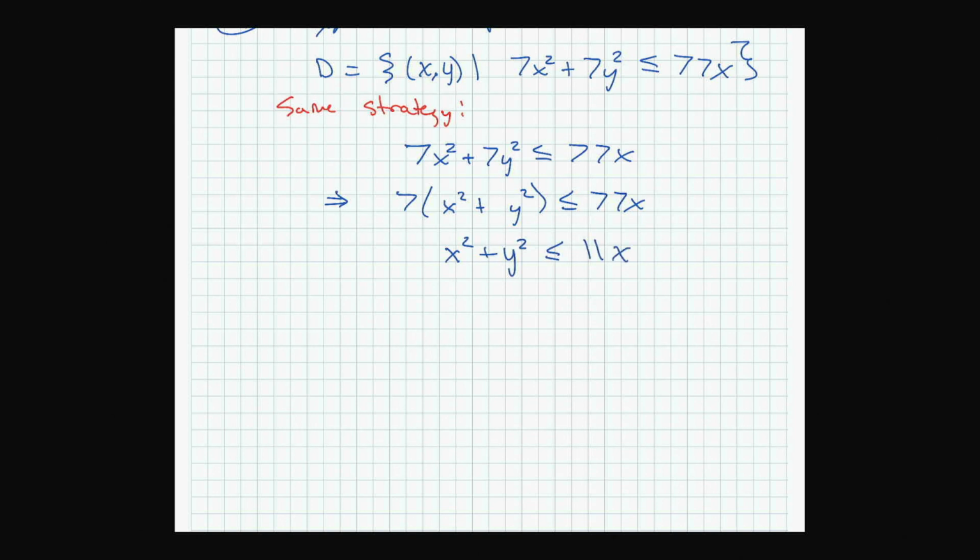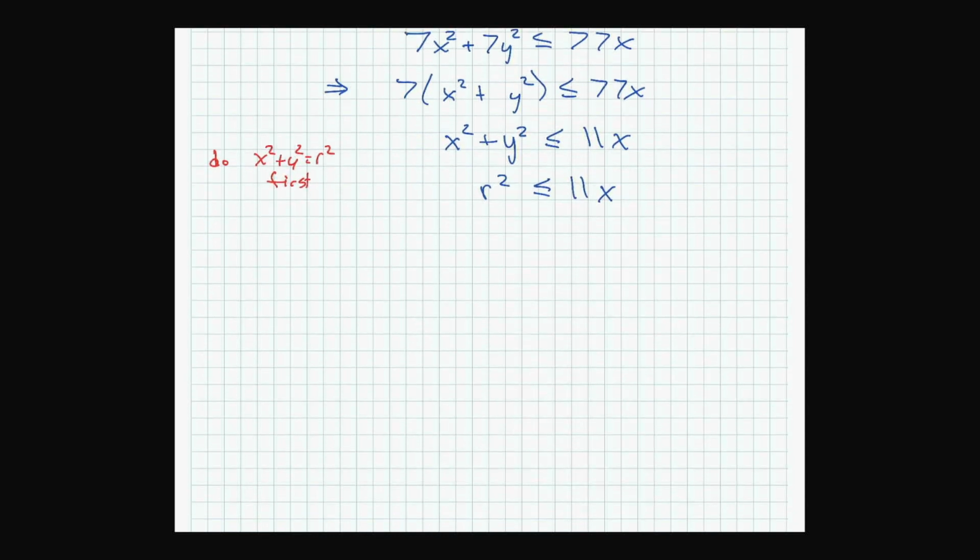Now, again, remember, look to do x squared plus y squared equals r squared first, usually. It's just usually good advice here. So r squared is less than or equal to 11x. But that doesn't take care of all your x's, right? So the next thing you want to do is use x is r cosine theta. So you have r squared less than or equal to 11 r cosine theta.